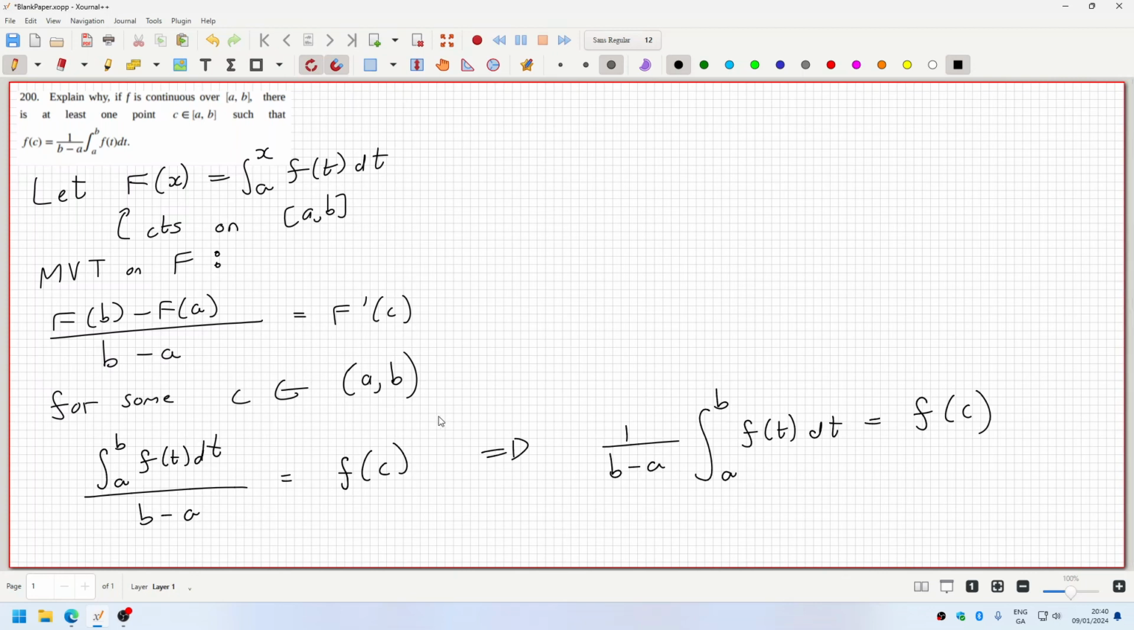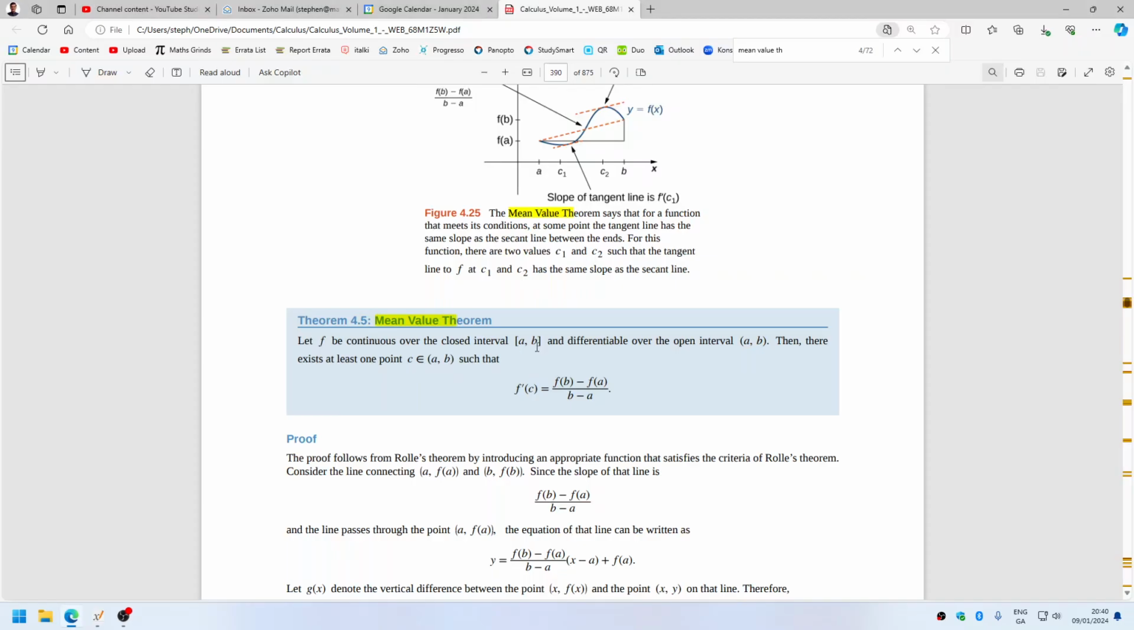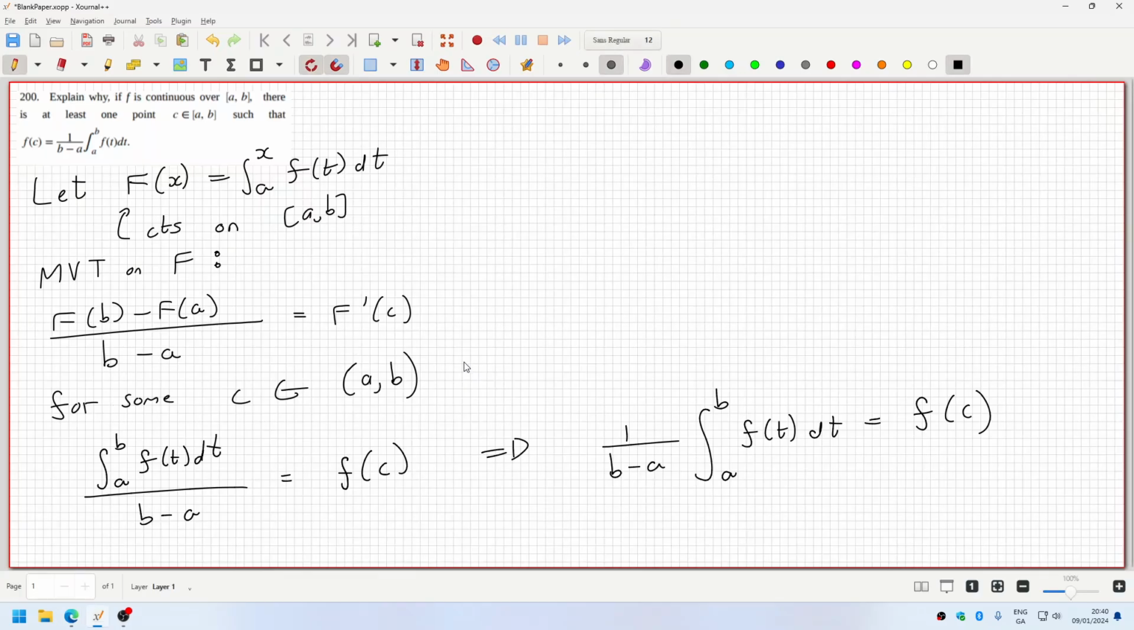I'm just a little, I guess technically the mean value theorem says that c is in the open interval. Yeah, so that is a subset of the closed [a,b], so it's still technically true, so it still works. So I think it's okay.